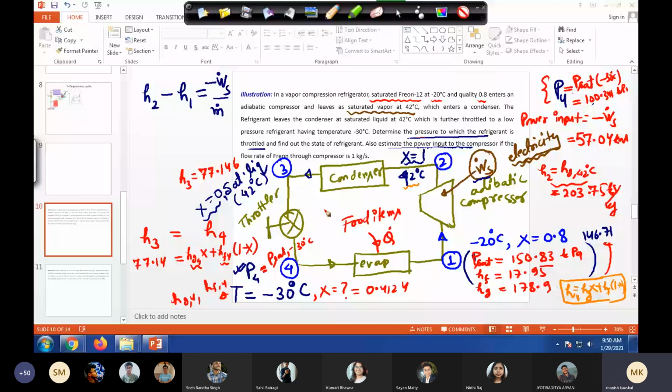Acha, can anyone tell me why we are doing this? Why do we need a compressor? Anyone? Can you think over it? Why are we compressing it? Throttling understood, but why are we compressing it?